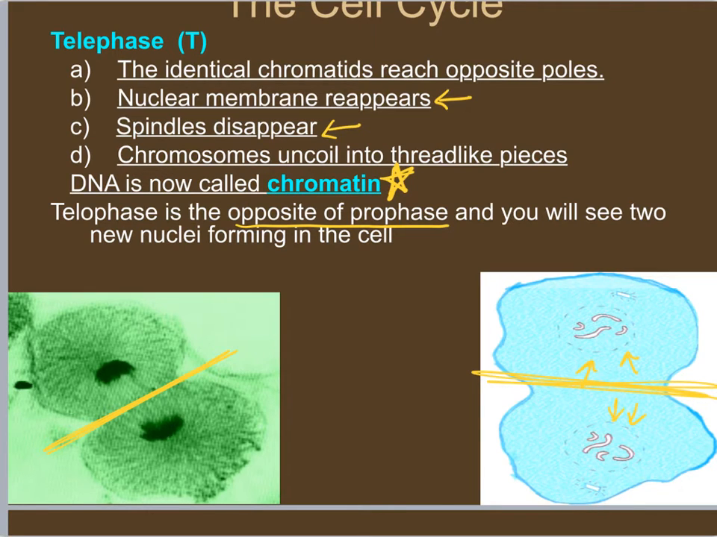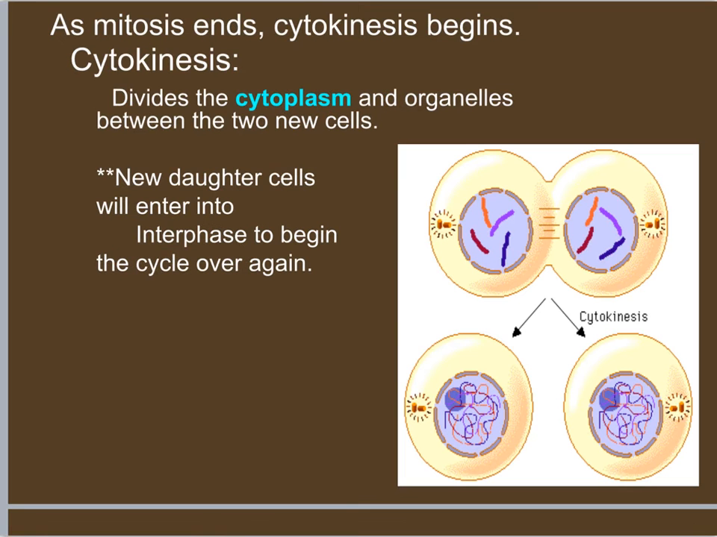You are not splitting the cell yet. That happens in cytokinesis. Remember, there's three parts to the cell cycle: interphase, mitosis, cytokinesis. Okay, so mitosis is the nucleus dividing. Cytokinesis will be when the cell actually finishes dividing. So after mitosis ends, cytokinesis begins. All cytokinesis really does is divide out the cytoplasm and the organelles, and then you get two new cells.